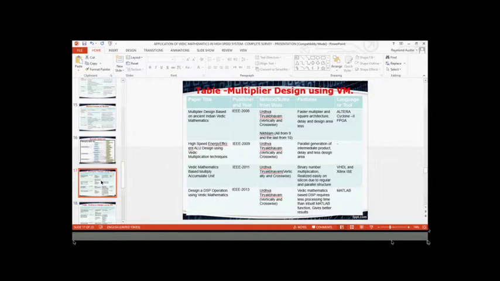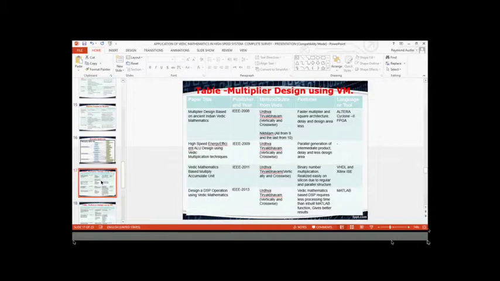The first one, multiplier design based on ancient Vedic mathematics, was written by Hani Durga Tiwari. She developed a multiplier for low power and high speed applications. It was based on the sutra vertically and crosswise, and she was able to give us a faster multiplier with low delay time, and the design area was very less. The language and tool that they used for that was Electra, FPGA.